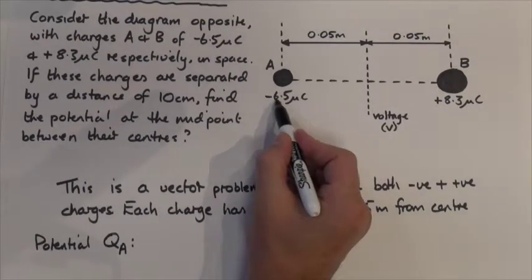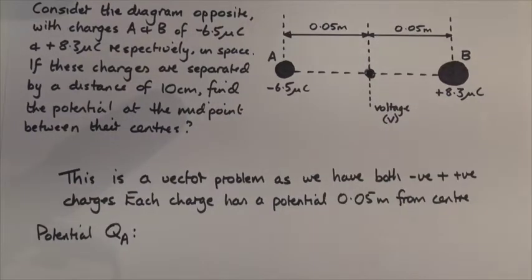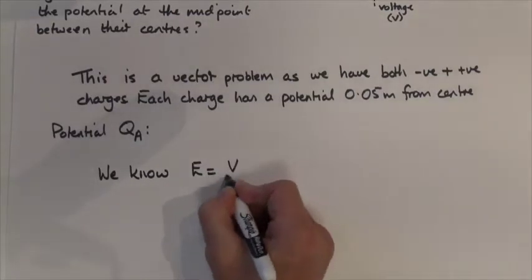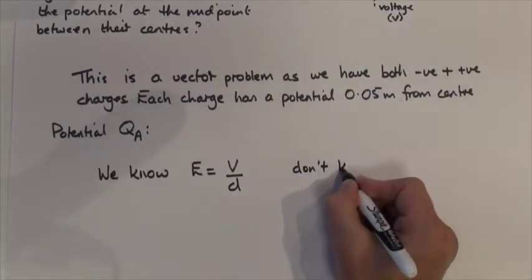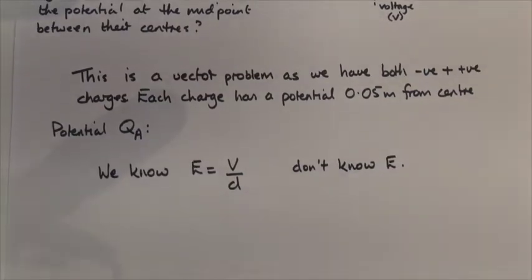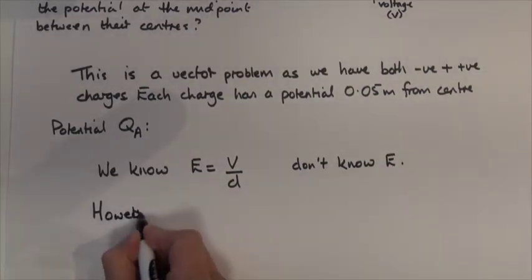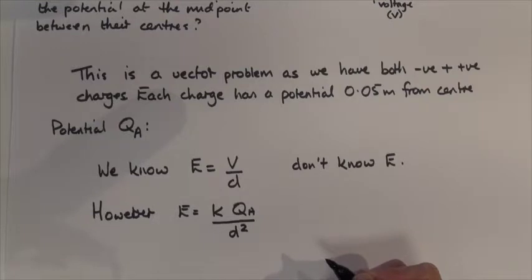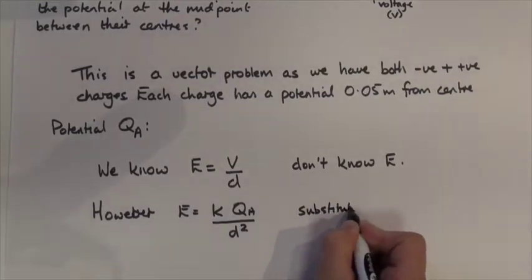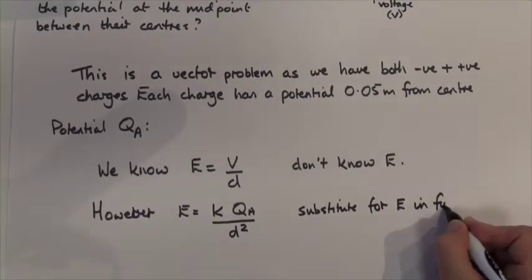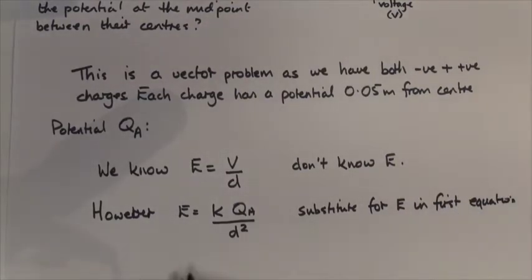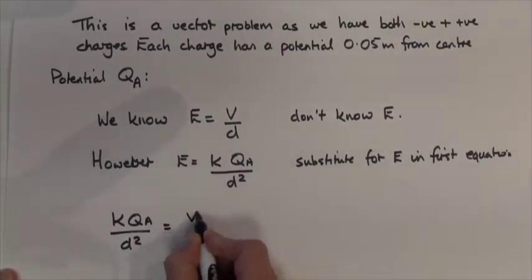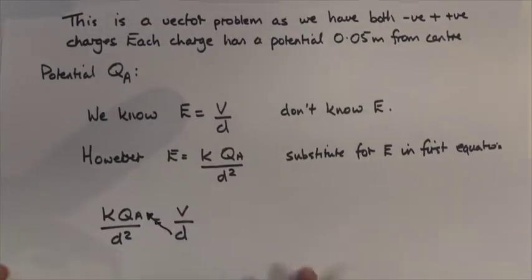Let's work out the potential for QA. Now I know it's negative 6.5 microcoulombs acting 0.05 meters away. What we know as an equation is E, the electric field strength, equals the voltage over the distance. But we don't know E. However, we do know that E can be calculated using K, which is our constant, times QA over the distance squared. If we substitute E into the first equation, we can then have an equation for V which doesn't involve E. So I get K times QA over D squared equals V over D.